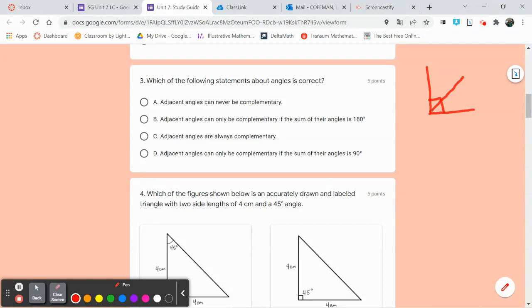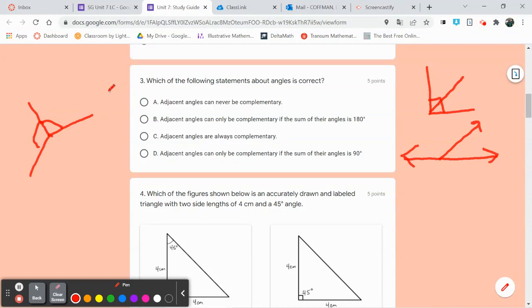C, adjacent angles are always complementary. Again, that's not correct. We've seen adjacent angles be supplementary, where they add together to equal 180, or adjacent angles could be any measurement that we decided we wanted them to be. See? Adjacent. So, not true.